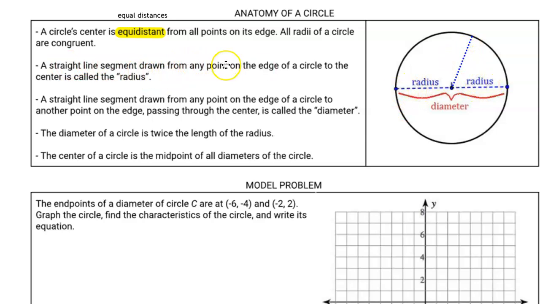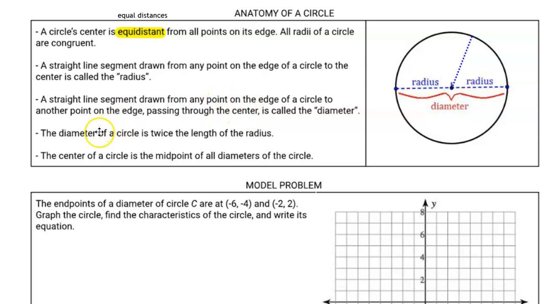A straight line segment drawn from any point on the edge of a circle to the center is called the radius. So I'm going from the edge to the center, edge to the center, edge to the center. Those are all called radii. A straight line segment drawn from any point on the edge of a circle to another point on the edge that passes through the center is called the diameter. That is the longest distance through a circle, incidentally, the diameter. And the diameter doesn't have to be drawn horizontally. It could be drawn vertically or diagonally, whichever way, as long as it touches 2 points on the edge and passes through the center.